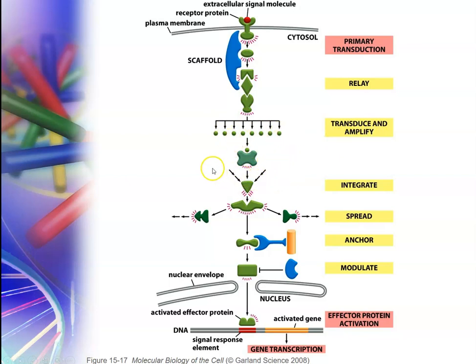Maybe there are other signaling events in the cell that come together to integrate this signal, or maybe it can spread to other parts of the cell and spread the signal that way. And it is, again, possible that some of these might be involved in anchoring or modulation of activity, or others can go into the cell, like the steroid hormones. These proteins can go inside the cell and bind to some kind of response element or sequence on the DNA, and then have some effect on gene transcription.